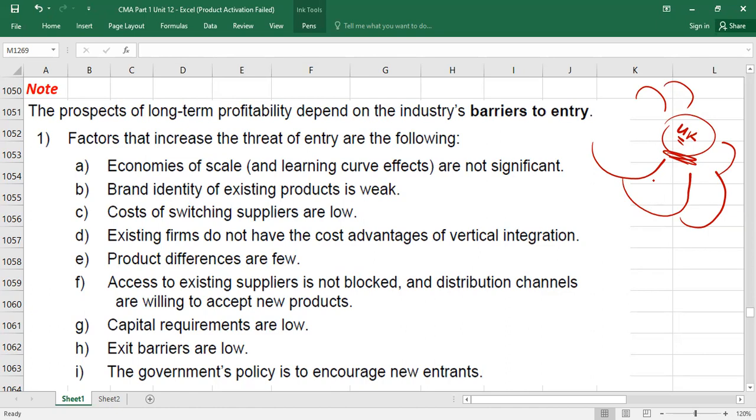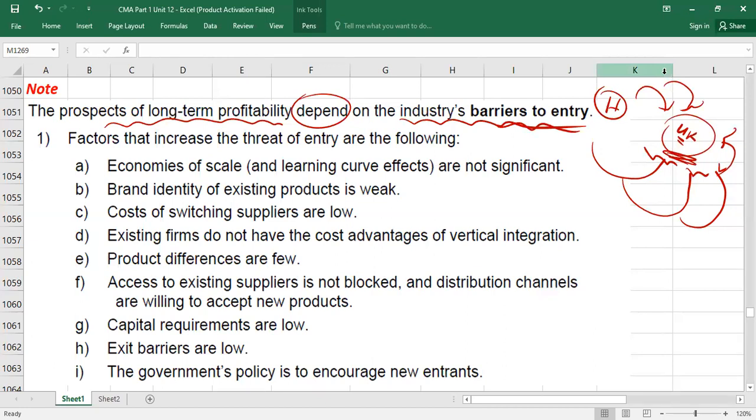The prospects of long-term profitability depend on the industry barriers to entry. If there are barriers and these companies cannot break those barriers, it means there is less threat of new entrants, right or wrong. If there are no barriers to entry, everyone can enter, and obviously you will have high competition in the future. So guys, which factors will decide whether barriers to entry are low or high? Obviously for you, it is better if barriers to entry are high, but you can break that barrier. Not everyone can break it. That is better for you.